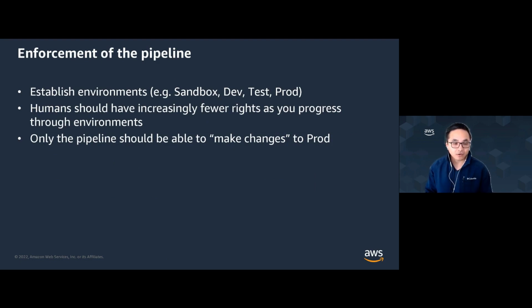What I mean is that you should establish different environments like sandbox, dev, test, and production. Obviously, don't run your production code in the same development environment, and make sure that users have the least privilege, or increasingly fewer rights as you progress through environments. What it means is that the developer should have a lot of privilege and rights in the dev environment, a little less in test, a lot less in staging, and then really limited rights in your production environment.